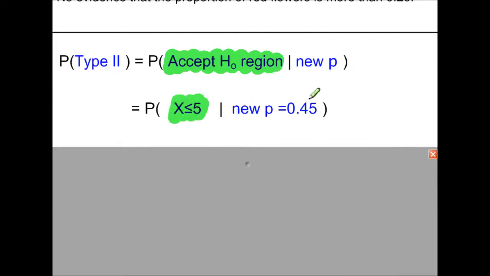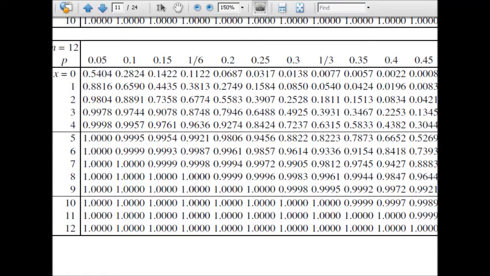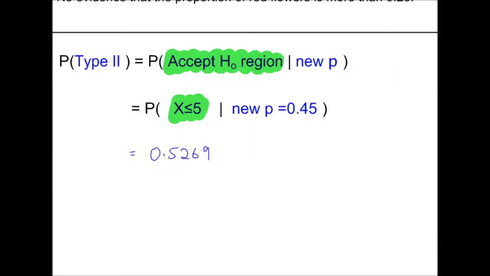The new value of P is 0.45. A probability that x is less than or equal to 5. So 0.5269. This is the probability of making a type 2 error.